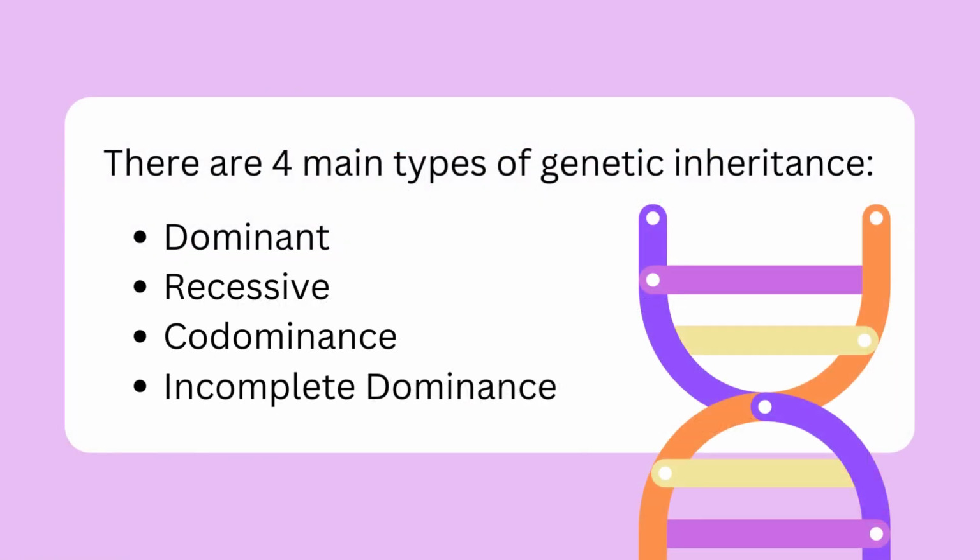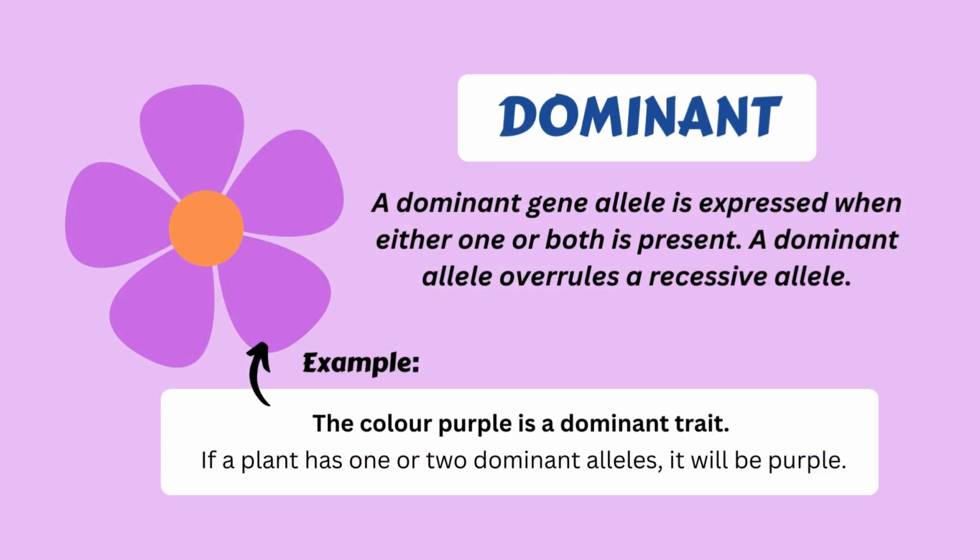There are four main types of genetic inheritance: dominant, recessive, codominance, and incomplete dominance. A dominant gene allele is expressed when either one or both is present. A dominant allele overrules a recessive allele. For example, the color purple is a dominant trait. If a plant has one or two dominant alleles, it will be purple.